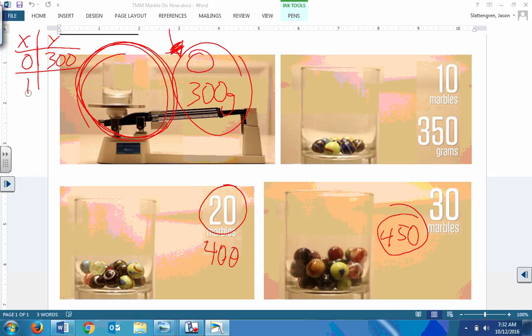Why is that not proportional? Because you can't double this, right? It's not 700, it's 400. You can't double this up to get the next value. So this is what's called not proportional. And so that means you can't do that, as well as you can't just multiply the slope.